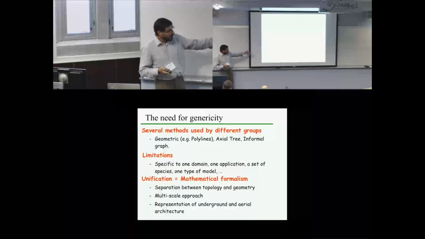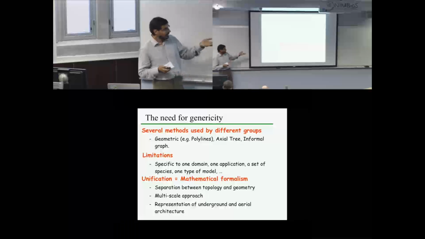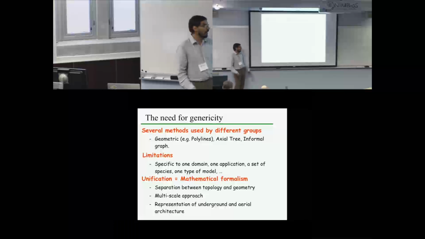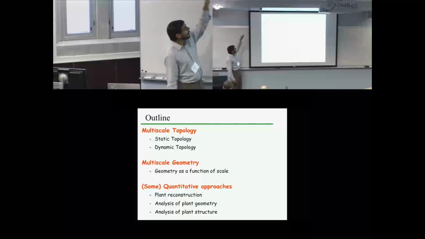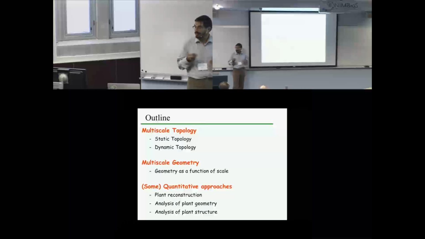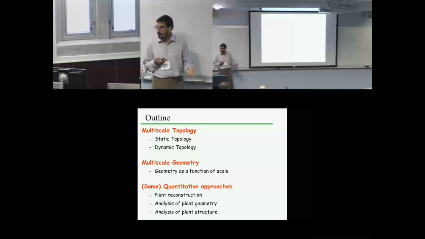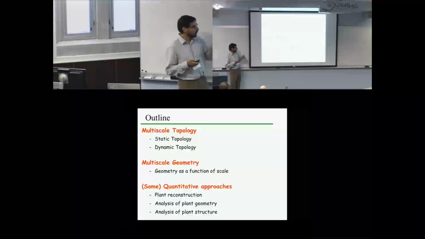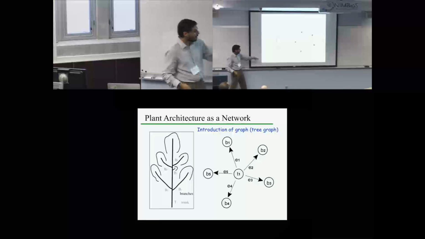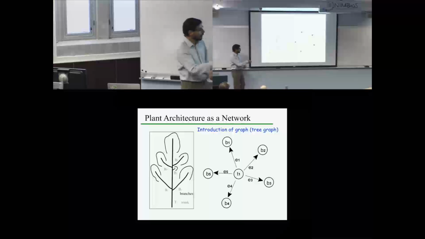I will present some kind of multiscale approach, and also it's important to have the same formalisms to represent both underground and aerial architectures. So mainly I will first speak about the formalisms about multiscale topology, static and dynamic topology, multiscale geometry, and I just chose a few quantitative approaches to illustrate how geometry can add new things to topology, and topology to geometry.